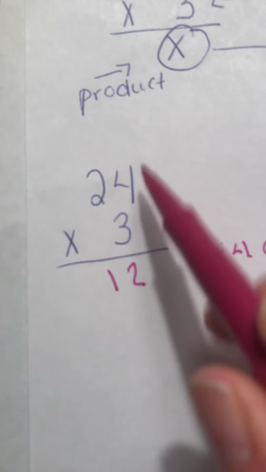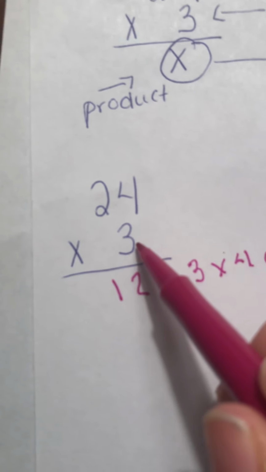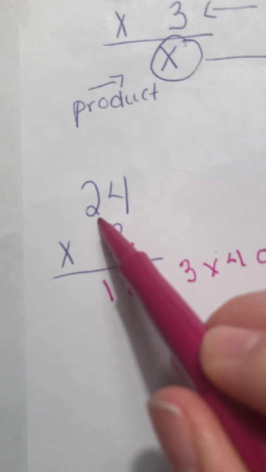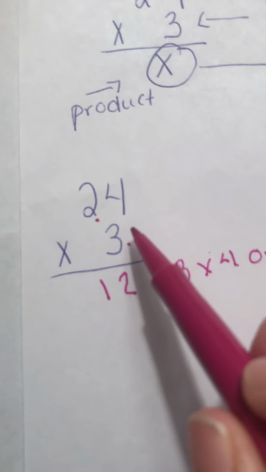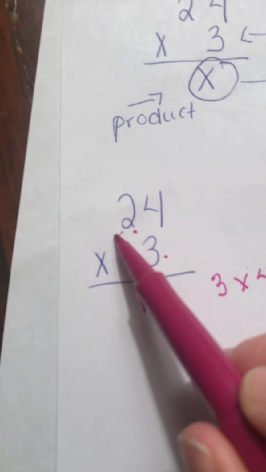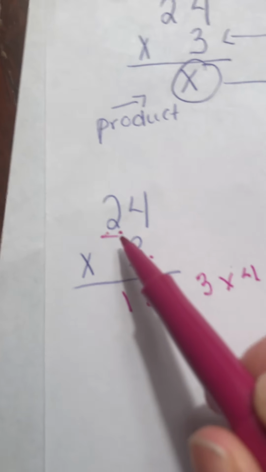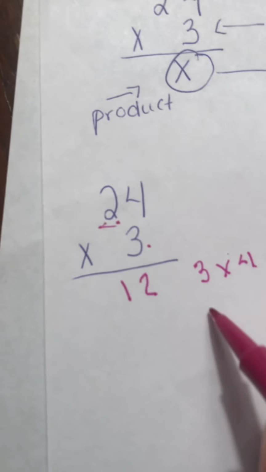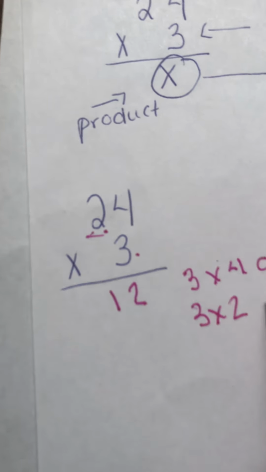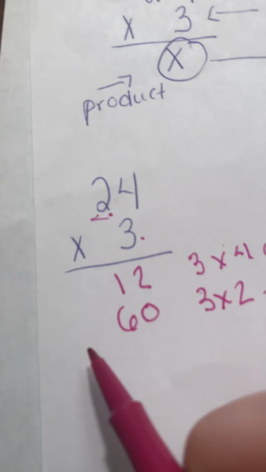Now, since I'm done with the 4, I can move on to the 2. So next I'm going to do 3 times 2. But if you remember in class, it's not just 2, right? Exactly, because this 2 is in the tens place. So if I have 2 tens, that number in standard form is 20. So 3 times 2 tens is 60.